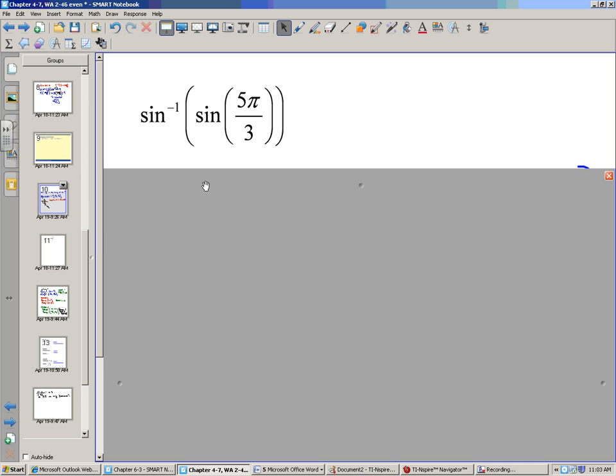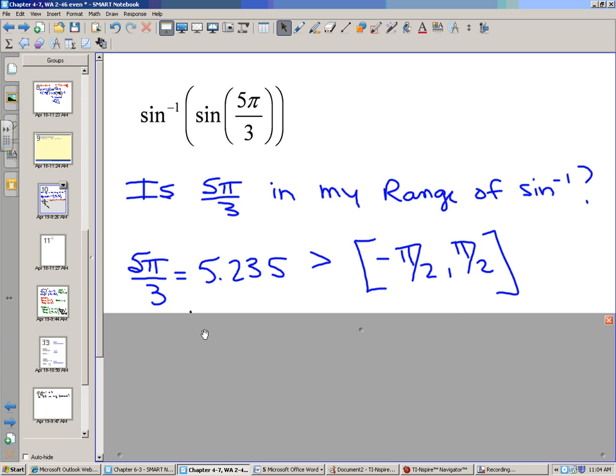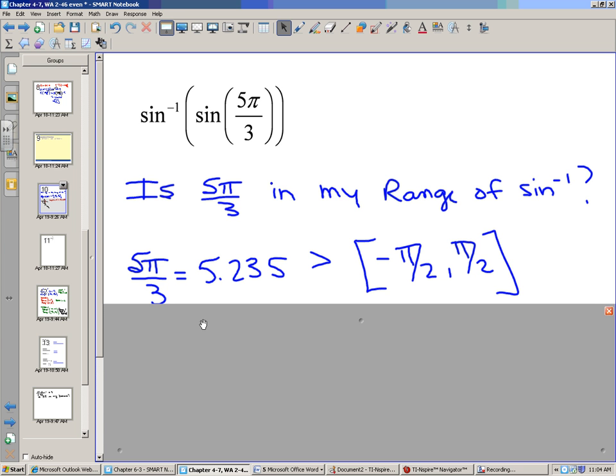These would normally cancel out because they're inverse functions, yes? 5 pi over 3 is not in my range. Why is it not in my range? Because it's larger than negative pi over 2 to pi over 2, right? It's 5.235.